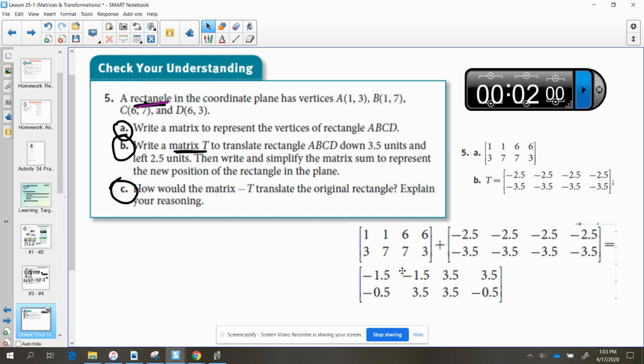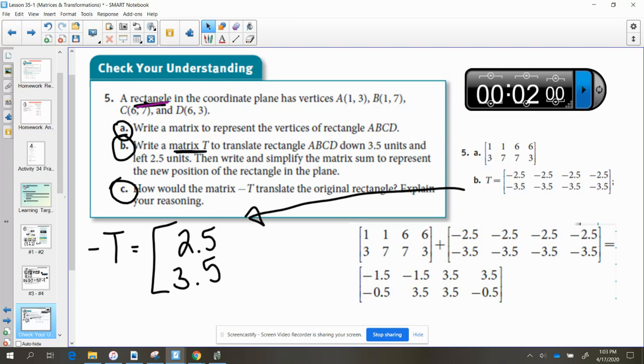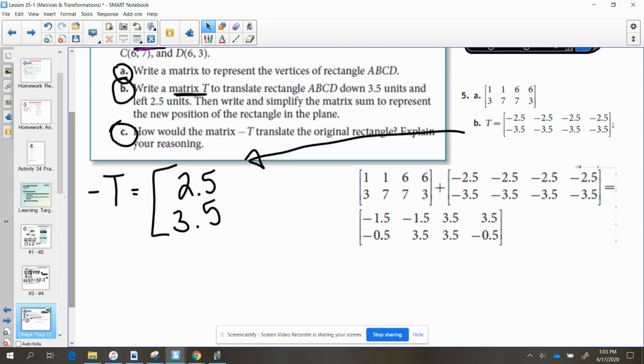Now, if we had taken matrix T and negated it, what that means is that instead of everything being negative, these would all be positive, which means that instead of moving to the left 2.5, you'd be going to the right 2.5, and instead of going down 3.5, you'd be going up 3.5.